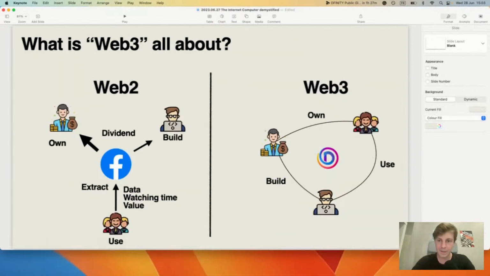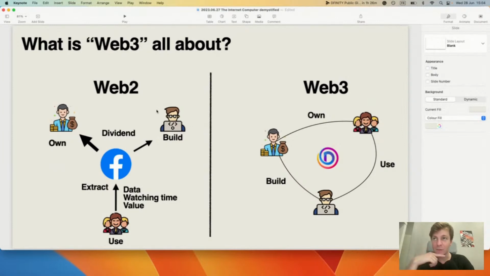So what is Web3 all about? The main difference is how each individual that comes into the game is connected.